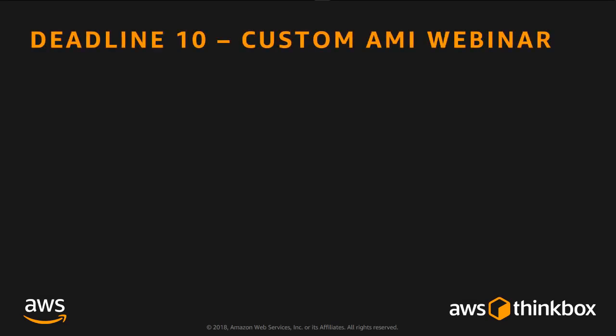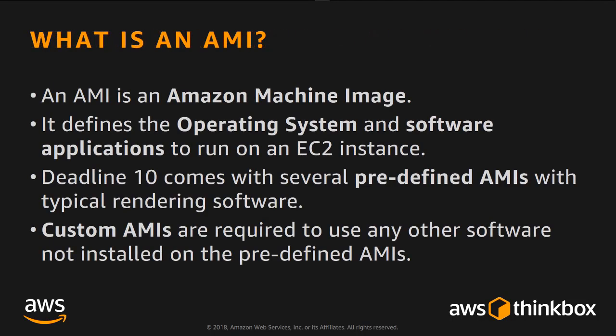Hello and welcome to the Custom AMI webinar. An AMI is an Amazon machine image. It defines the operating system and software application to run on an EC2 instance. Deadline 10 comes with several predefined AMIs with typical rendering software, but custom AMIs are required to use any other software not installed on predefined AMIs.